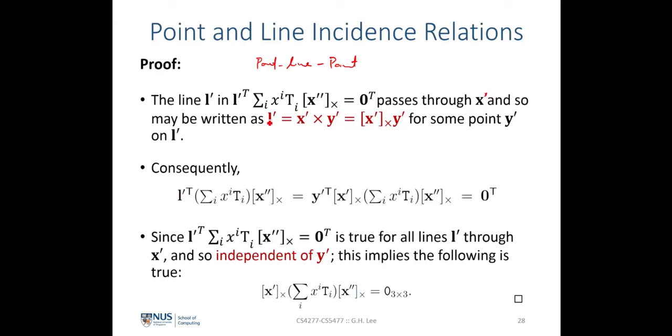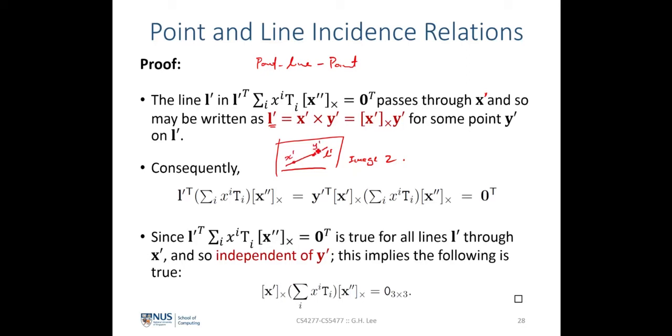This line can be written as the cross product of 2 points on the line. What this means is that in the second view, this is my image 2, I have a line correspondence which I denote as L prime, and this line is actually given by 2 points which I denote as x prime and y prime.